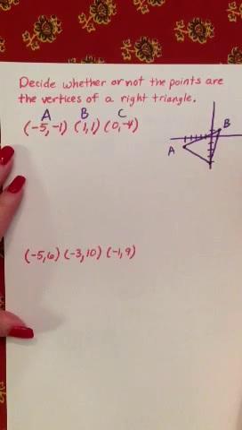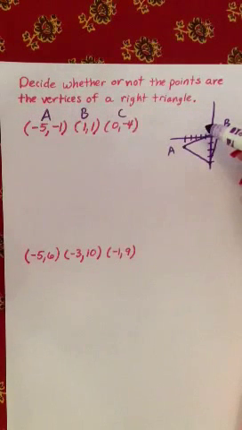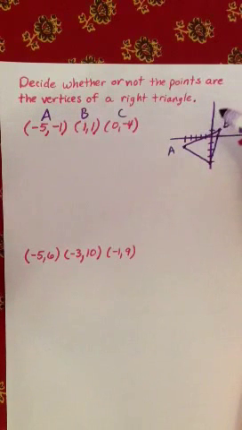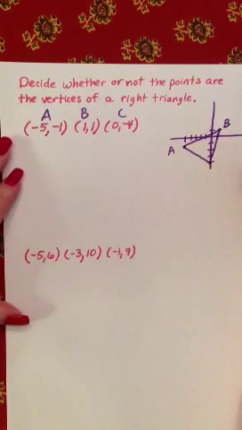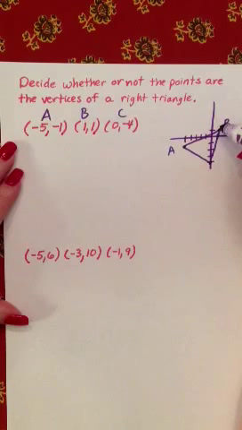So, to figure it out, I think what they intend for you to do is to find the distance between each point and see if any of them go a squared plus b squared equal to c squared. And you can do that. I think it's a little shorter to figure out, do any of these lines have slopes that are perpendicular to each other? Because if that's true, then it's a right triangle.